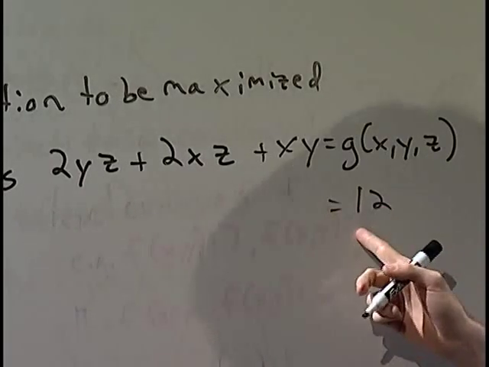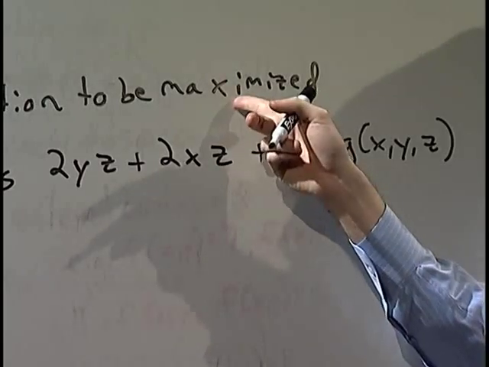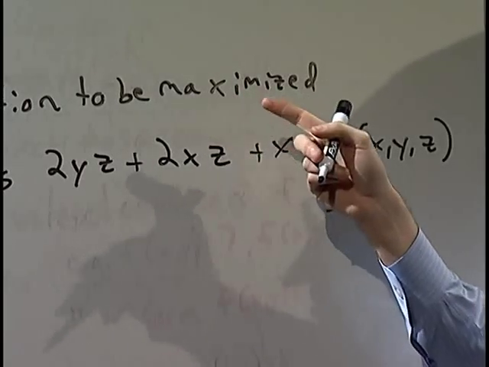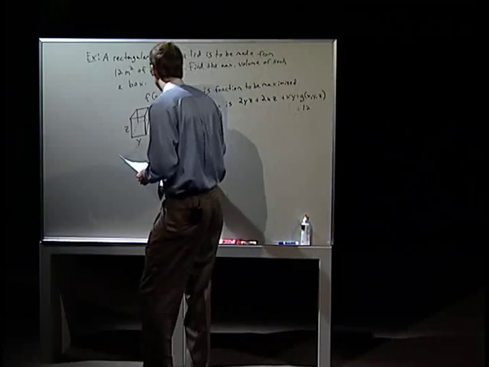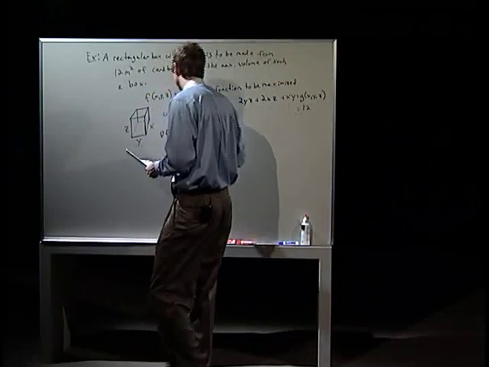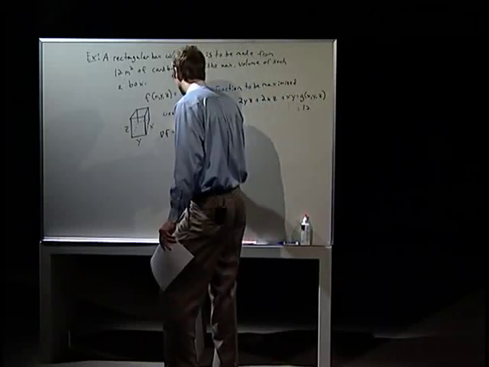So this is the constraining function here. We're trying to maximize volume subject to this constraint on the area, okay? All right, so we need gradients. Gradient of f, let's see here. So that would be what?